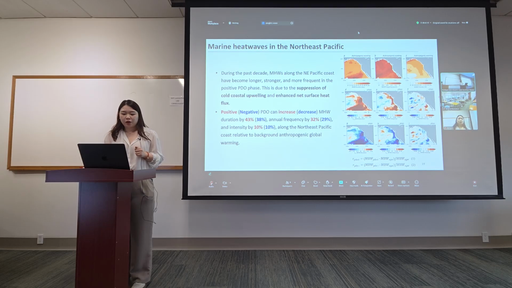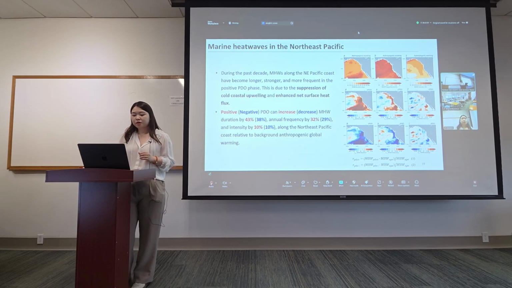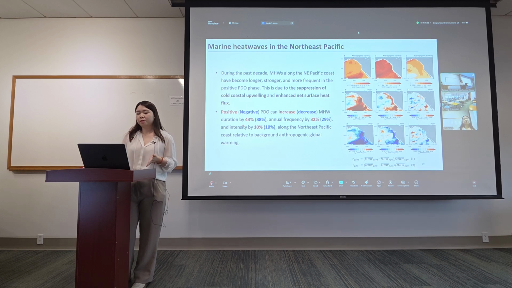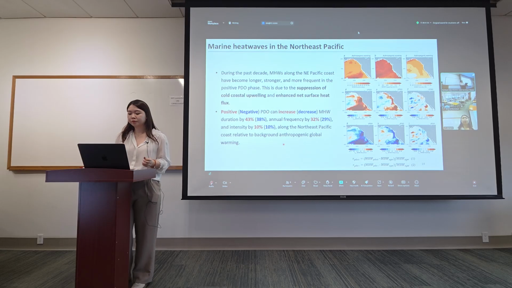And here we also quantify the PDO effect on marine heat waves relative to the background global warming. Our results show that the positive PDO can increase marine heat wave duration by about 43%, frequency by about 32%, and intensity by about 10%. All of these are relative to background anthropogenic global warming.